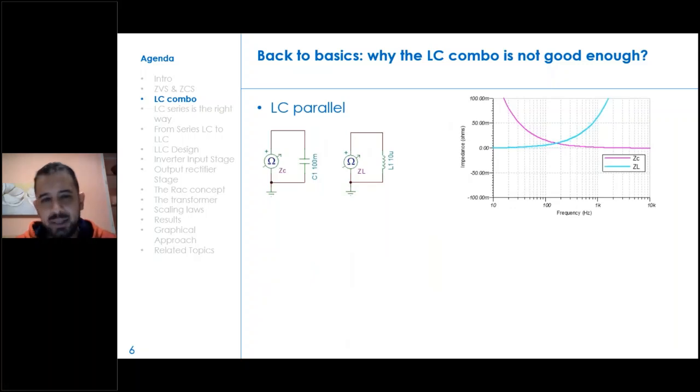Back to basics a bit. If by using SPICE or a SPICE derivative simulator I plot the inductor impedance and the capacitor impedance, I get the plots that are reported on the right. The scale is log scale.